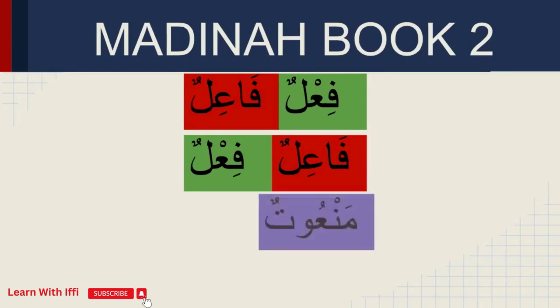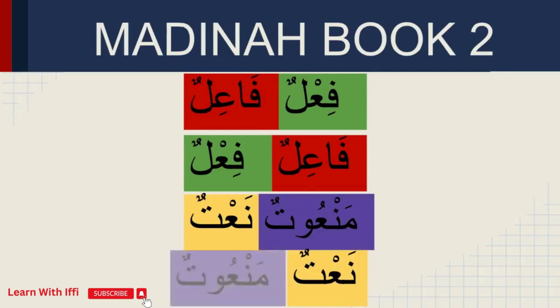Similar thing for the na'at and man'ut, where the man'ut comes first and na'at comes later. But when we translate it to any other language, the na'at is mentioned first and man'ut comes next. If you remember this, it'll be easy for us to look for the fa'il and translate it correctly, so we don't make any mistakes, inshallah.